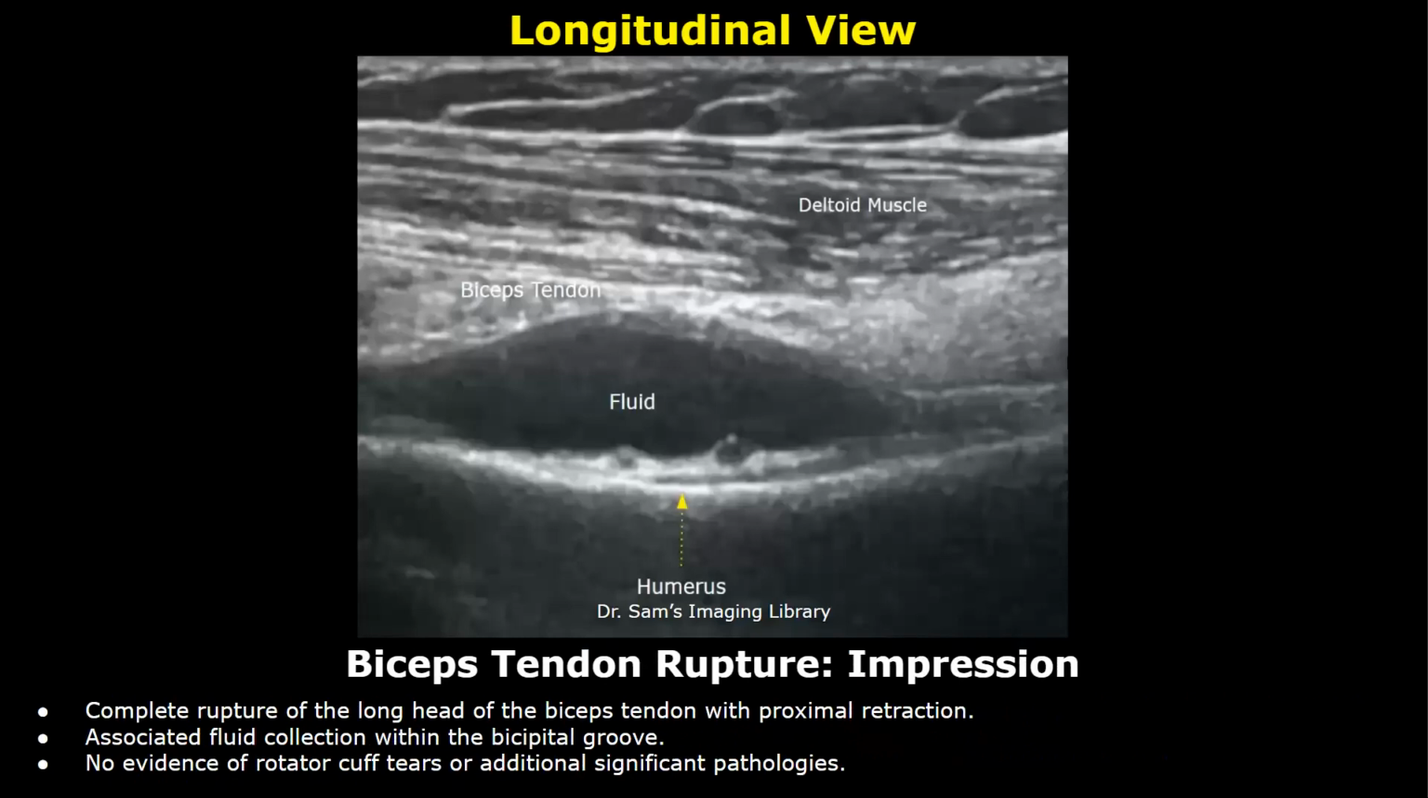This is the impression: complete rupture of the long head of the biceps tendon with proximal retraction, associated fluid collection within the bicipital groove, no evidence of rotator cuff tears or additional significant pathologies.